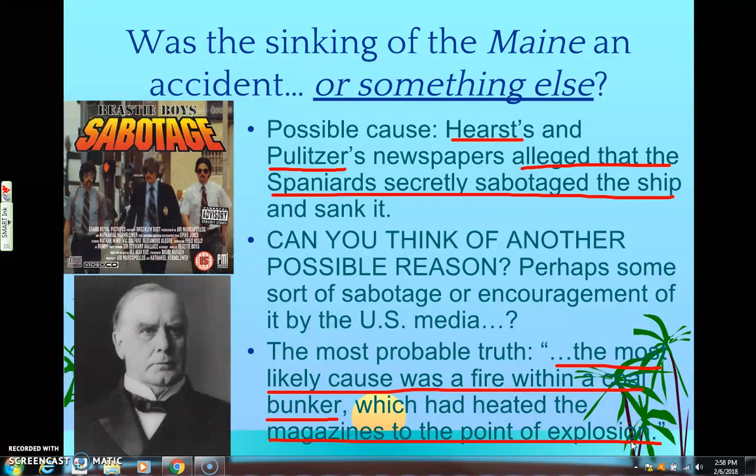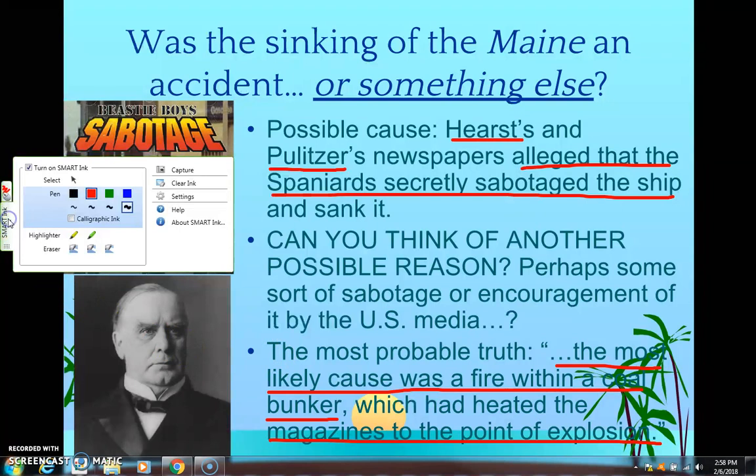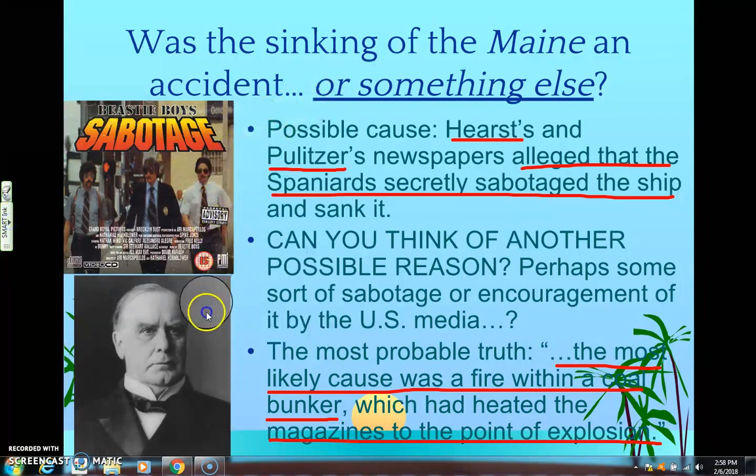Now, why would they do this? Well, again, they're trying to sell newspapers. Okay, they want the more salacious headlines, and to say, well, it was just an accident, that's not going to sell a lot of papers. So at the end of the day, they are going to stir the public into sort of a war fever.